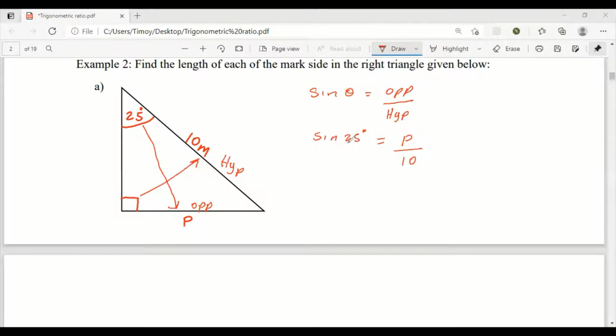From here, it's just a matter of using your calculator. You would put sine 25 on your calculator. When you do that, your expected value is going to be 0.423, which equals P over 10. In order to solve for P, note that P is being divided by 10. So we can get rid of this 10 by multiplying both sides by 10.